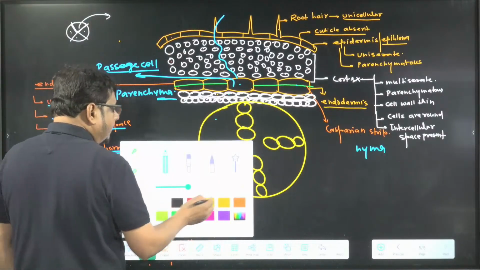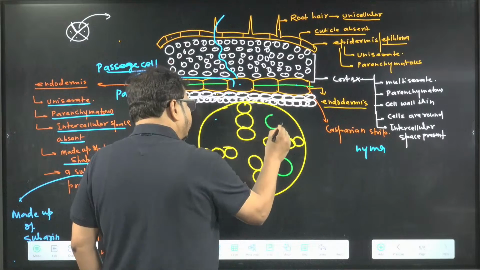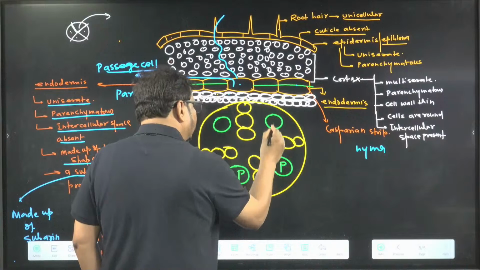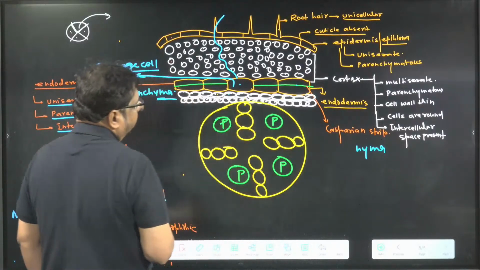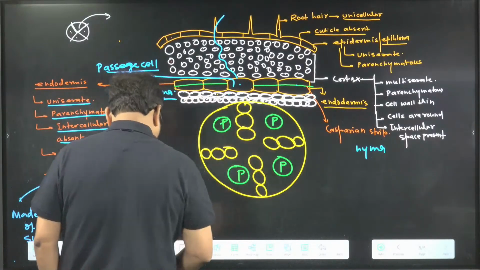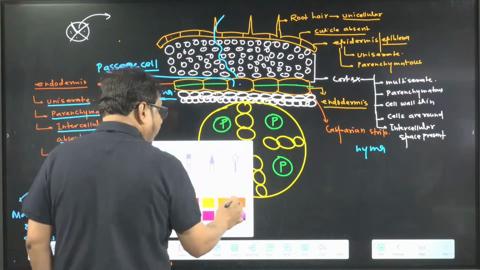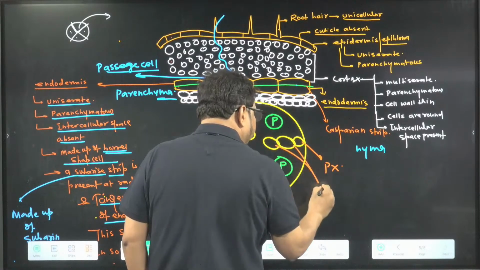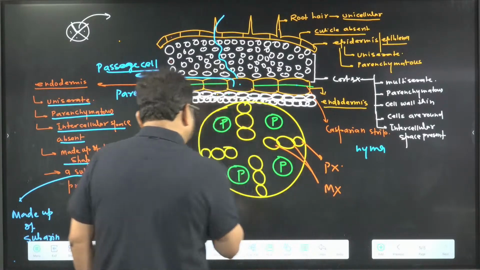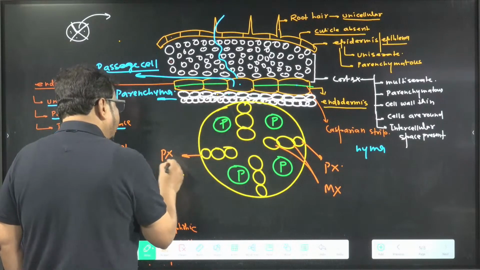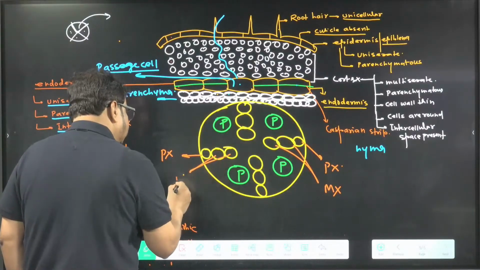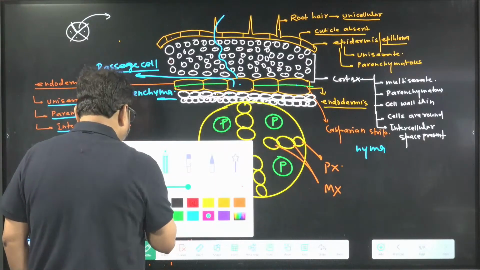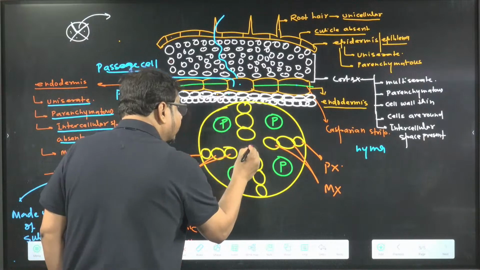And here it is what basically? Phloem, phloem, phloem, phloem. Here it is protoxylem. It is which one? Metaxylem. Here it is which one? Protoxylem. Here it is what? Metaxylem. Are you getting the idea or not? And this is phloem. And this is the center.